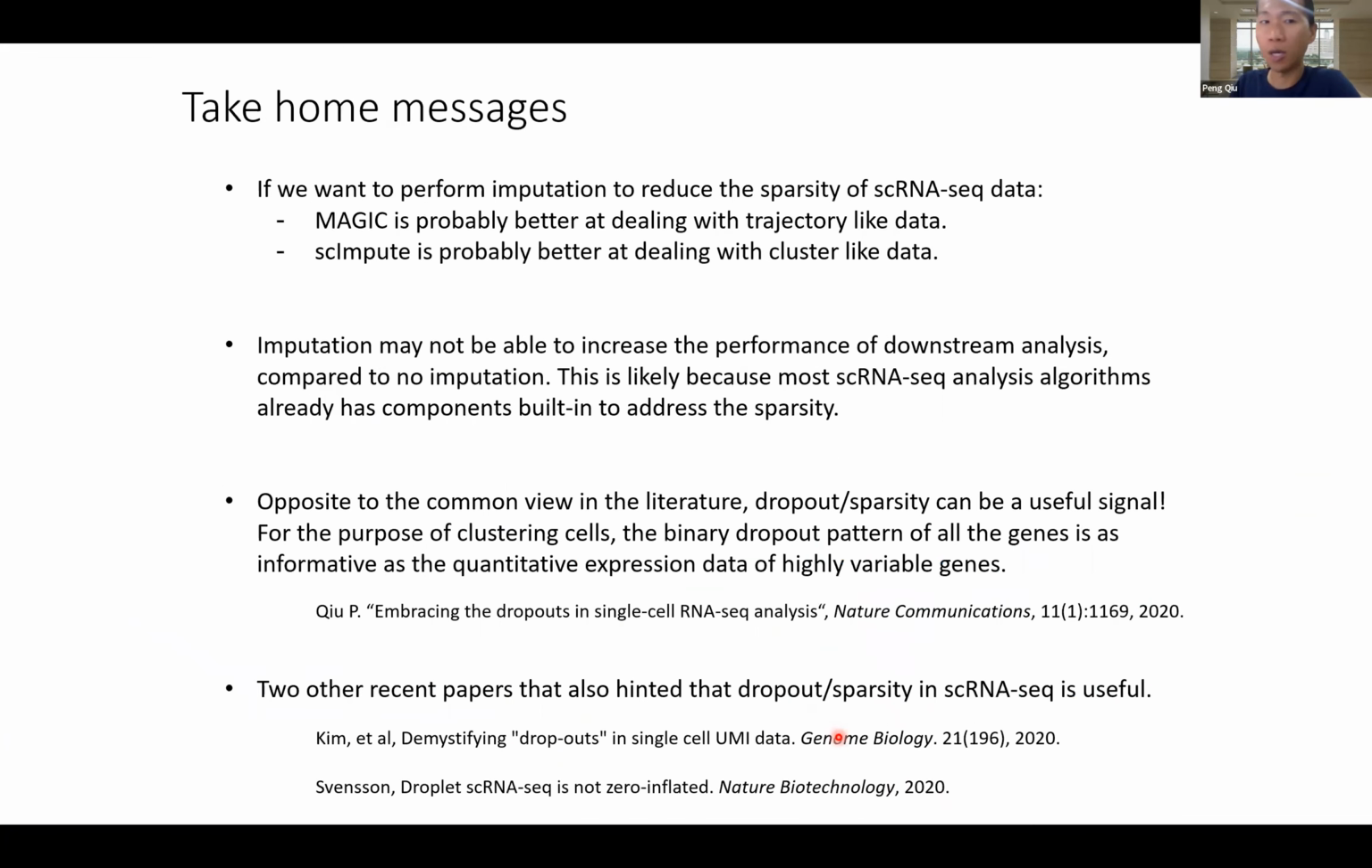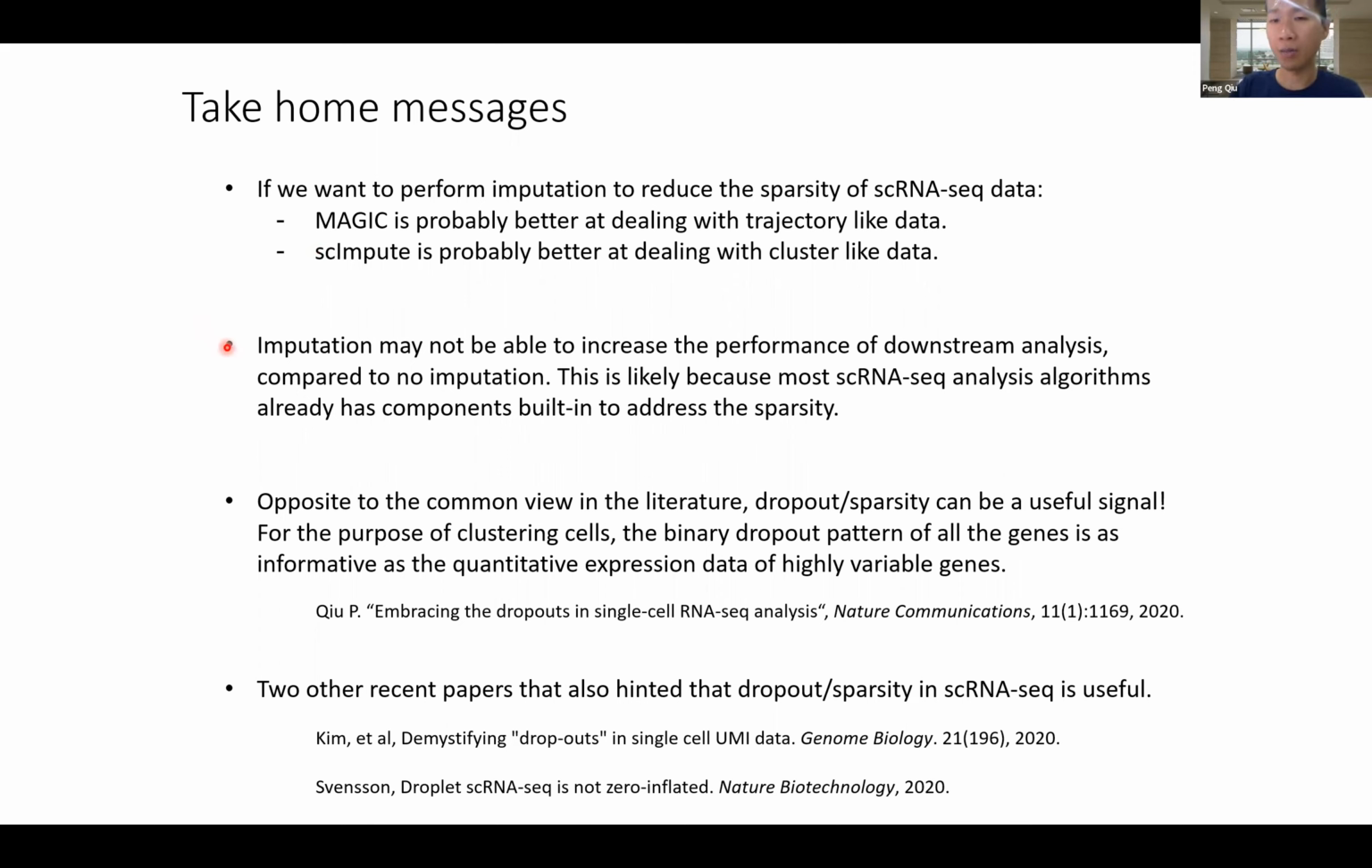Okay, so this is my last slide. The take-home message here is that there exist a lot of imputation algorithms. If we just want to do imputation, and try to identify a better gene expression profile and better gene-gene correlation, then MAGIC and SIMPUTE and other imputation algorithms are probably going to be useful. And I would say MAGIC is more useful when dealing with trajectory-like data, and SIMPUTE is more useful when dealing with cluster-like data.